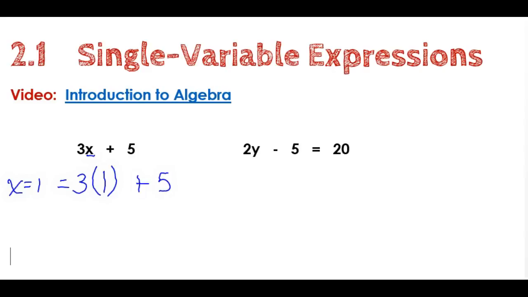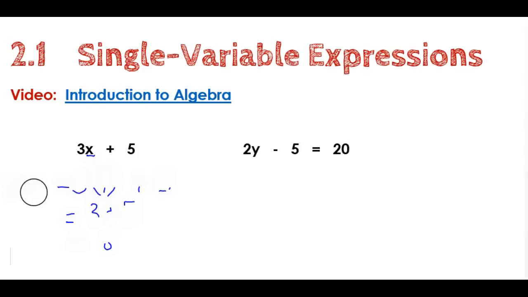And so I can work that out. 3 times 1, of course, is 3. And then I'm going to add on that 5. And so the total expression has a value of 8 when x is 1. And so, of course, I can change the value of x to another value, and that will give me a different answer for that expression.